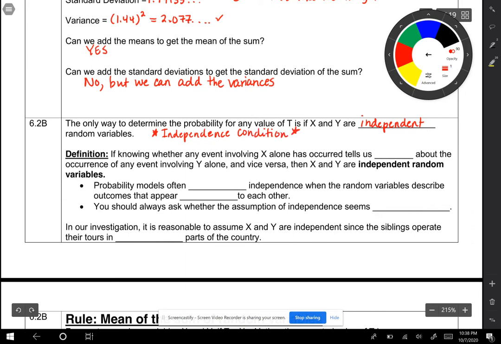Mark my words right here that it will be super important second semester. Okay. If knowing whether any event involving x alone has occurred tells us nothing about the occurrence of any event involving y alone and vice versa, then x and y are independent random variables.